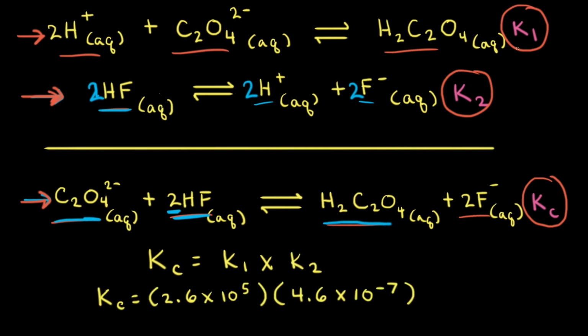We've already calculated the value for K1 from an earlier example. It was 2.6 times 10 to the fifth. And we also calculated K2, and it was 4.6 times 10 to the negative 7. So to find Kc, the equilibrium constant for the third reaction, we simply multiply those two together, and we get that Kc is equal to 0.12 at 25 degrees Celsius. So whenever you add reactions together to get a new reaction, to find the equilibrium constant for the new reaction, you simply need to multiply the equilibrium constants of the reactions that you added together.